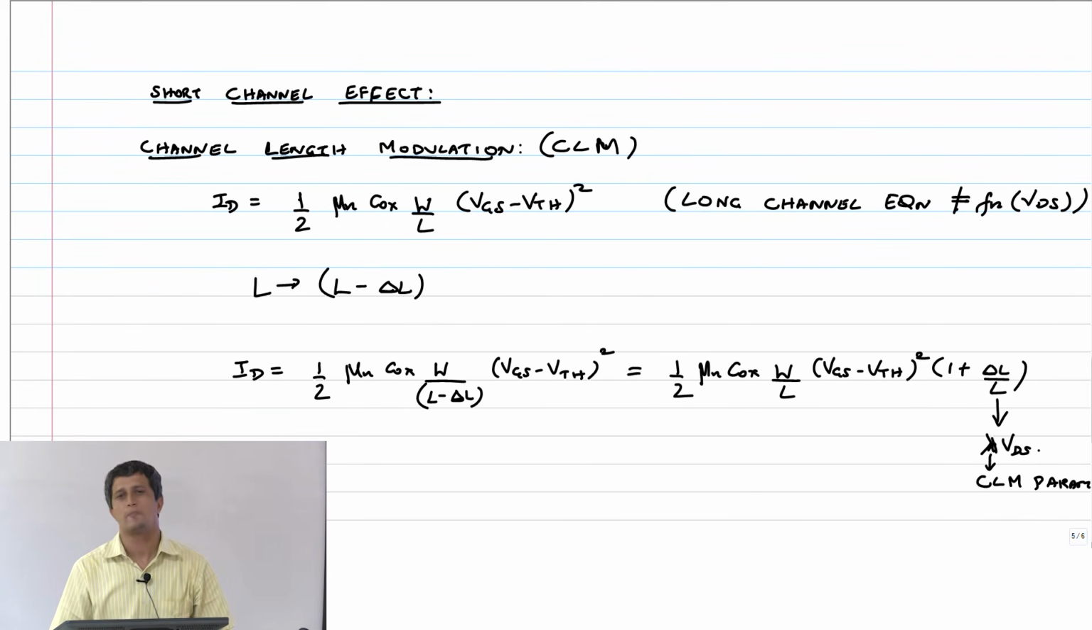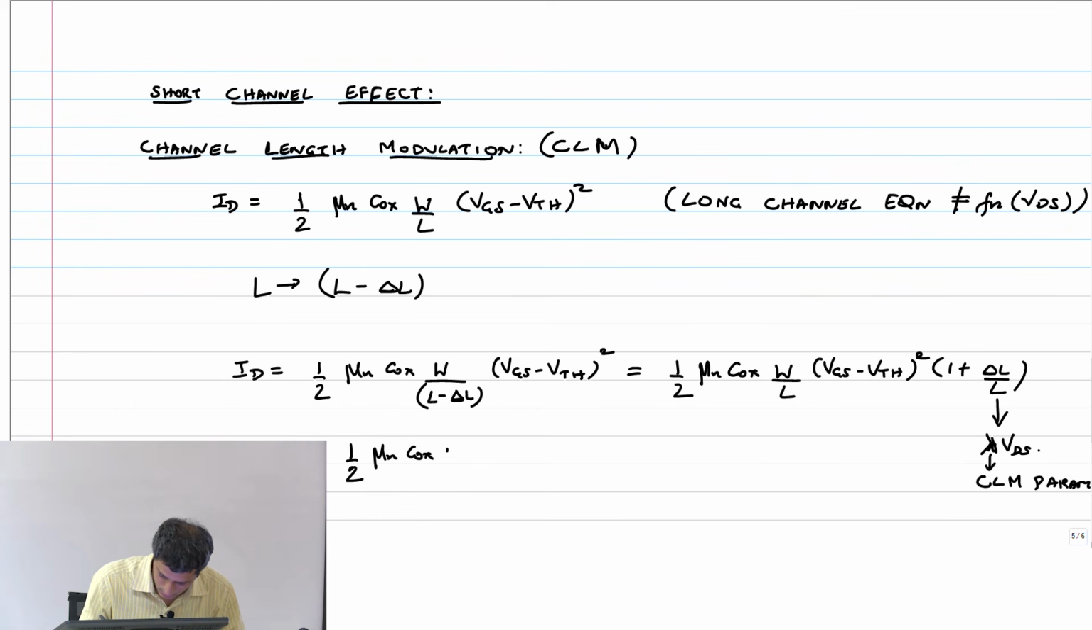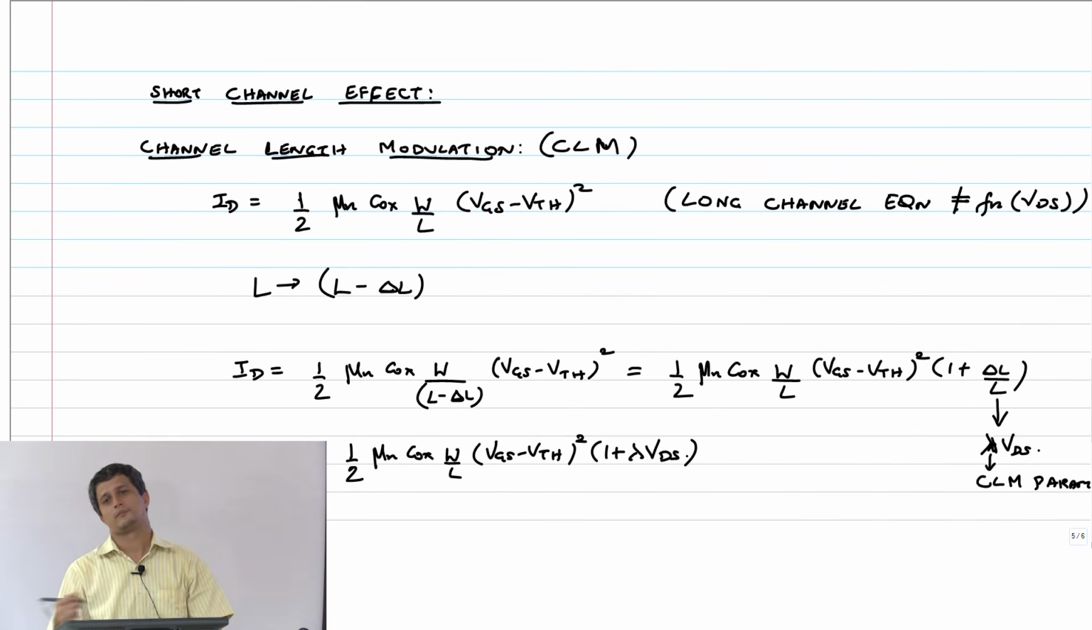Channel length modulation parameter. Therefore, ID will become half mu n Cox W by L (VGS minus VT) whole squared into (1 plus lambda VDS). Okay.